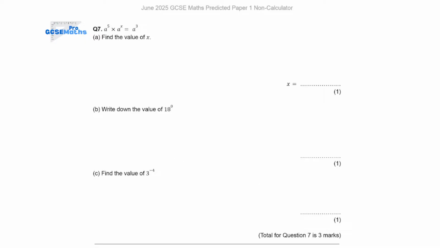Question 7, there's obviously always some kind of indices, isn't there? Index laws, things like that. It's okay if you haven't memorized it yet, if you just memorize it a few days before. Whatever works for you. Some people like to memorize it the night before. Some people like to memorize it ahead of time. It's up to you. So the first one, you could probably just figure it out.